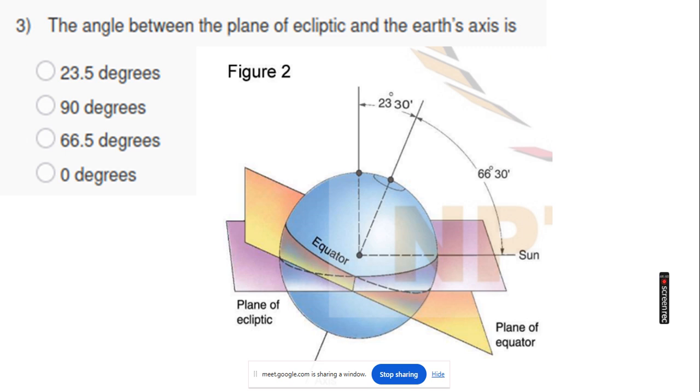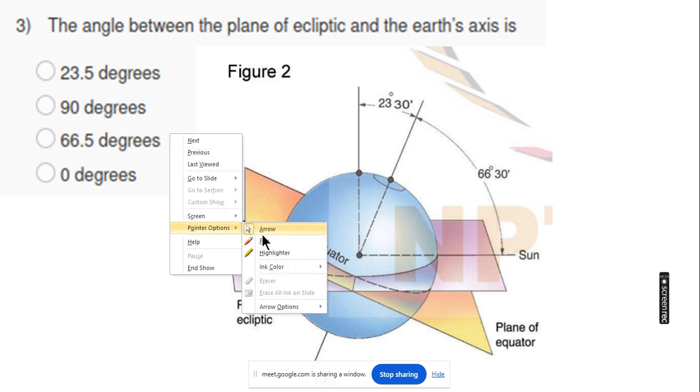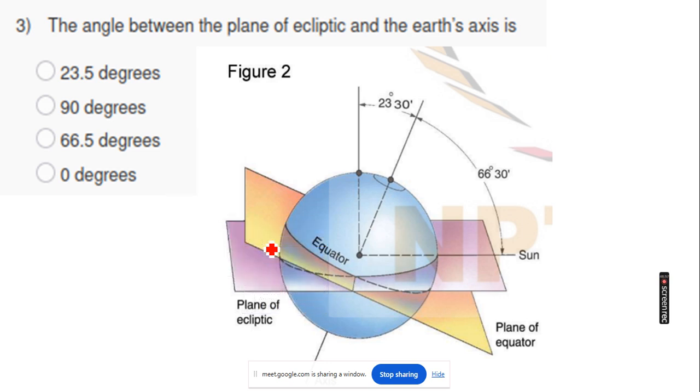Now the next question. The angle between the plane of ecliptic and the Earth's axis is what? That is the question. So what will be the answer? The angle between the plane of ecliptic. Yes, 66.5 degrees is the answer.